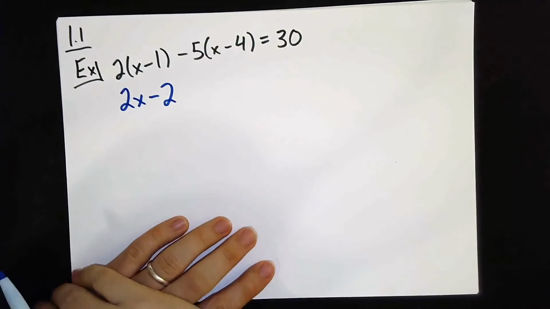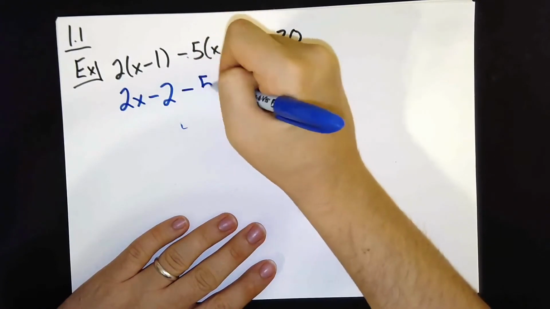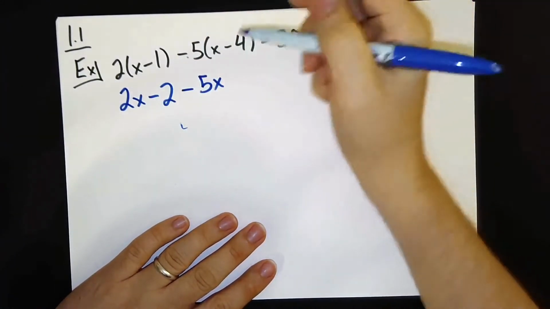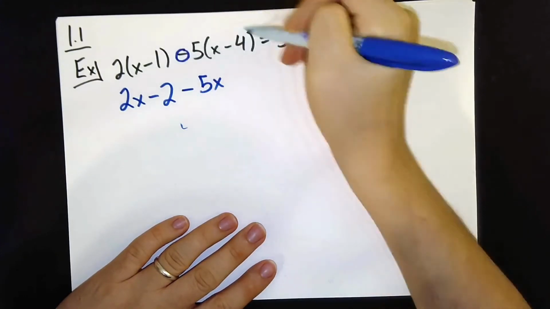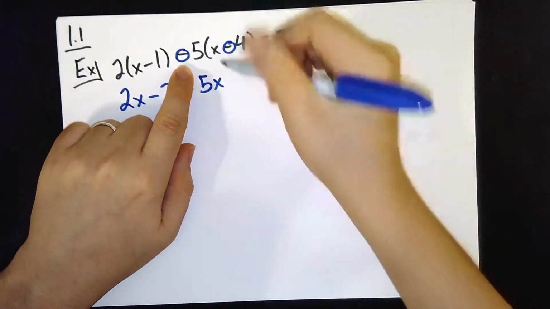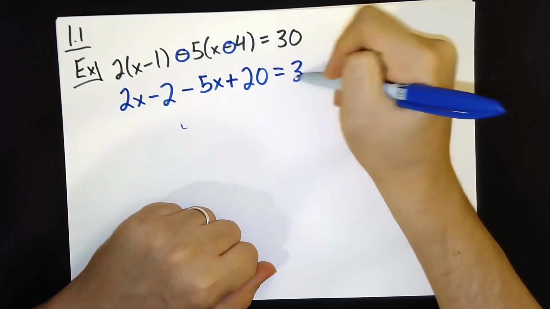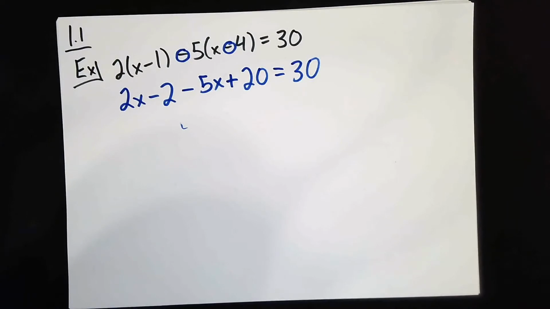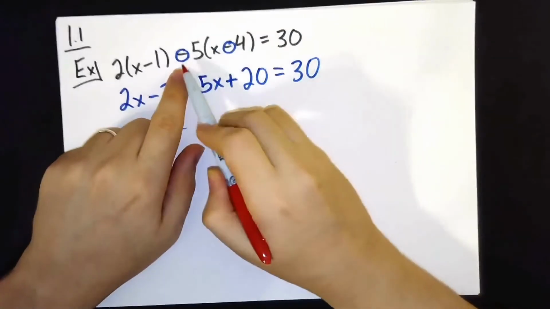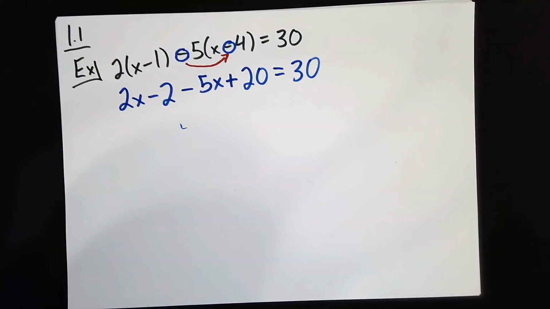So that will give me 2x minus 2. Then I have to distribute this minus 5, so it'll be minus 5x. And now here's the piece that's going to come up most often. I'm distributing a minus 5 across a minus 4, so this is going to be a plus 20. And that is 30. Okay. This is something that is very, very easy to miss when you're doing one of these calculations, that you need to remember to distribute this minus sign across that piece as well. Be sure you understand that before you go on.